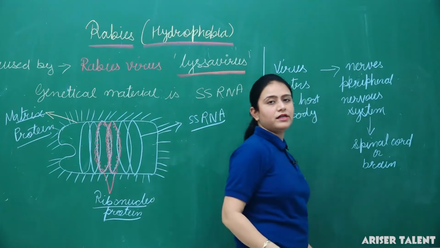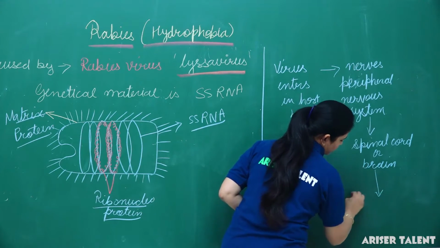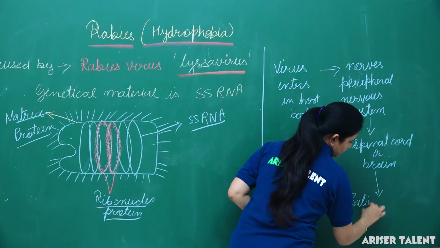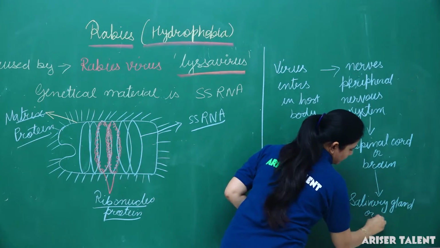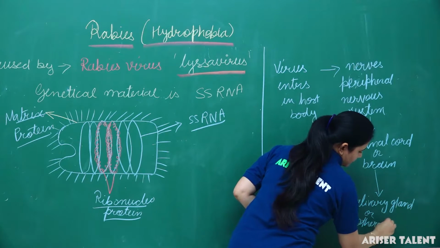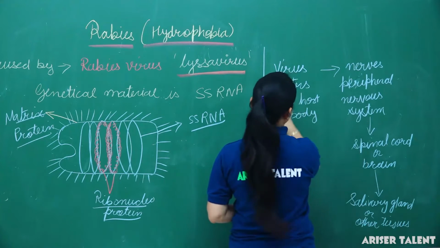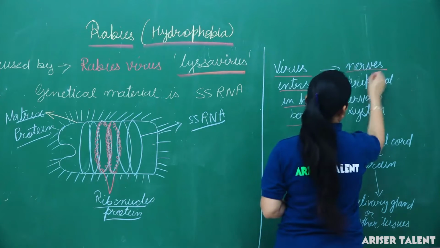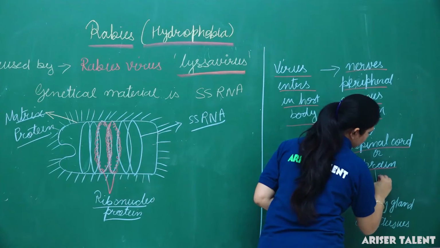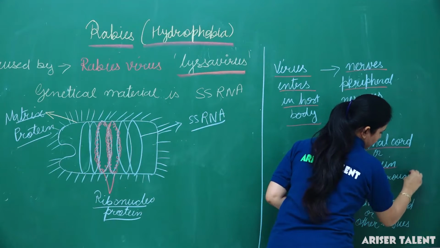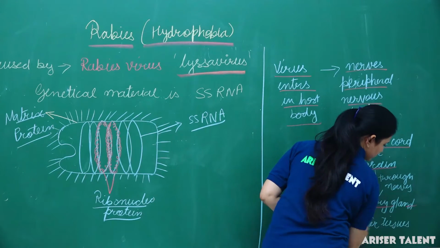Then it multiplies there, and from the nerves again it goes to the salivary gland or other tissues like kidney and all. It multiplies here and through nerves it goes to the salivary gland.